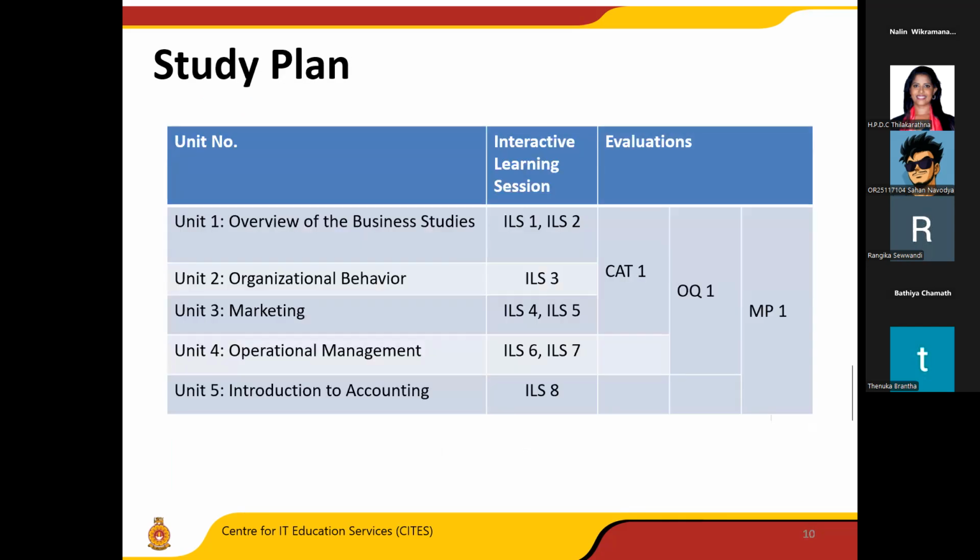Okay, this is the study plan. The plan shows how we cover the 5 units through 8 interactive learning sessions.